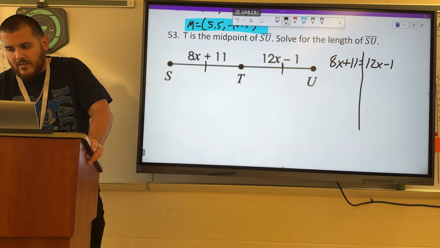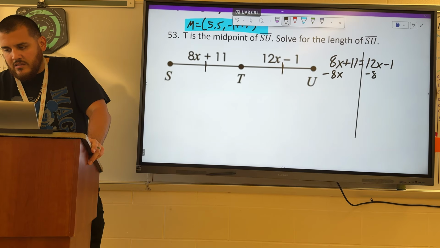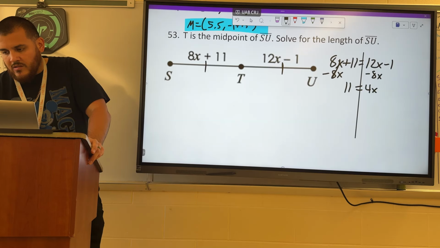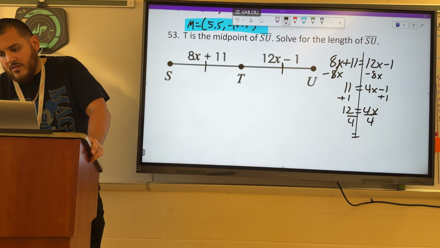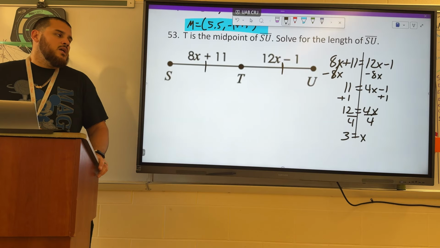I like moving my smallest x, so I'm going to subtract 8x from both sides. Let's cancel on the left to give me 11. Let's have 4x minus 1 on the right. I can add 1 to both sides to get 4x alone. 12 equals 4x, then I can divide both sides by 4 to get x equals 3, which again, we have to be careful.